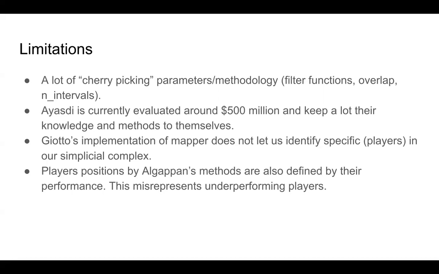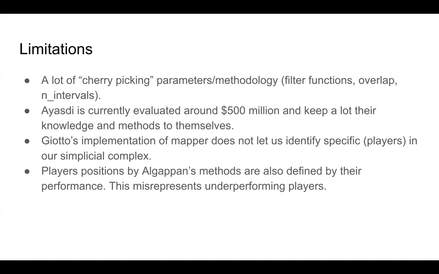And the Giotto implementation of Mapper doesn't allow us to identify specific players in the simplicial complex, and that was a problem. The players' positions by Algopon's methods are also defined just by performance, and it could misrepresent underperforming players in certain categories.